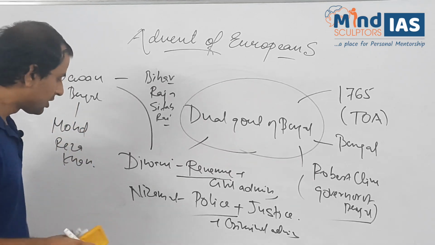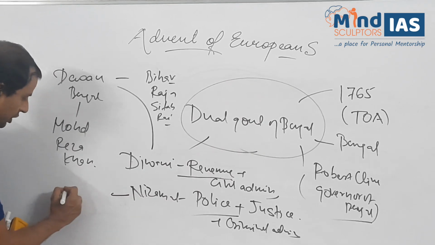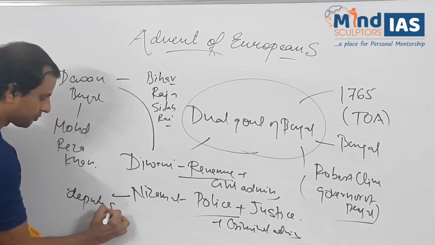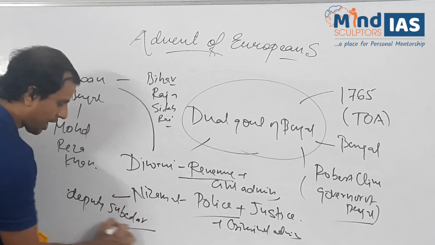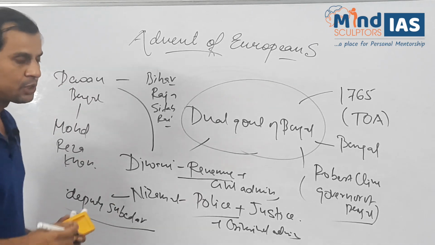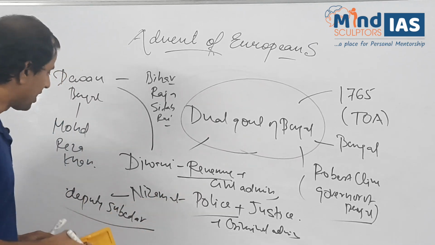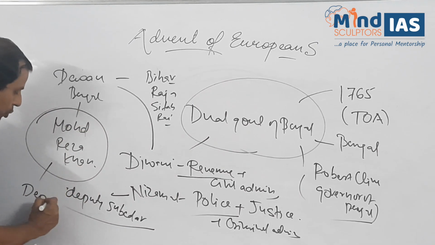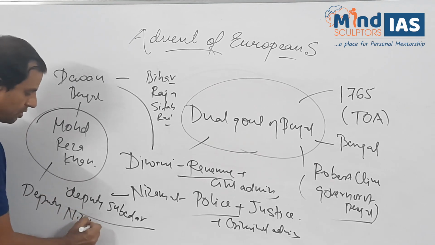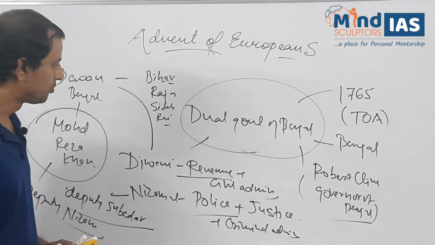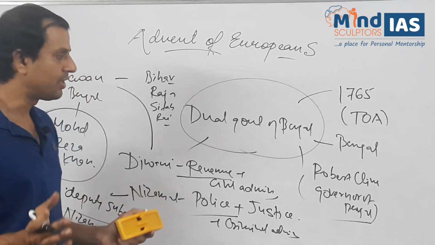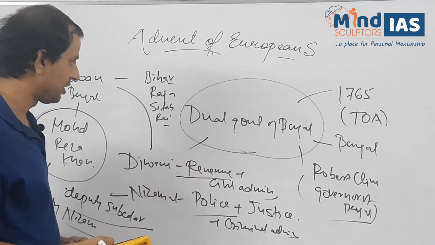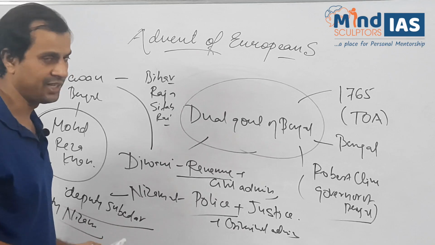How can we say that? The company was given the permission to appoint deputy subedar. And the function of deputy subedar is maintenance of law and order. Under this, the East India Company made Muhammad Reza Khan as deputy Nizam. Please note that. Clear? So, we can very well say that under dual government of Bengal, the East India Company had all the powers without any responsibility.